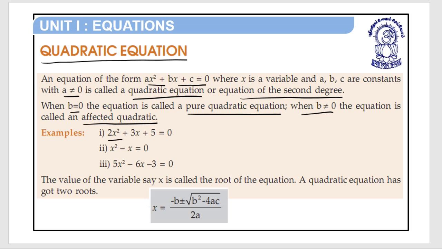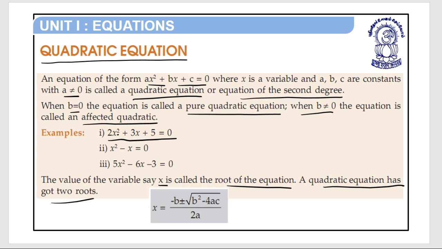Here, 2x square plus 3x plus 5 is equal to 0. This is an example of a quadratic equation because the degree is 2. Same way, x square minus x is equal to 0, and 5x square minus 6x minus 3 is equal to 0. The value of the variable, say x, is called the root of the equation. A quadratic equation has two roots.